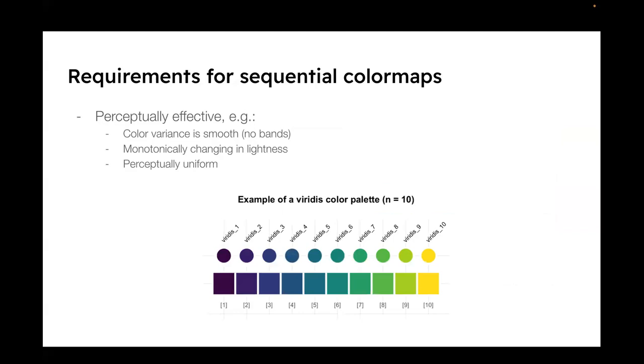Another rule is that they should be perceptually uniform. Color maps are discretely sampled RGB points along a mathematical curve, and whether it comprises 10 or 256 colors, uniformity states that each consecutive pair of colors across the palette should look similarly different from each other.